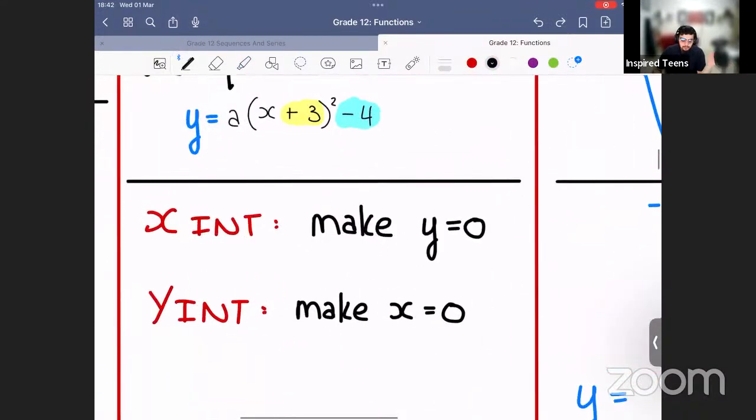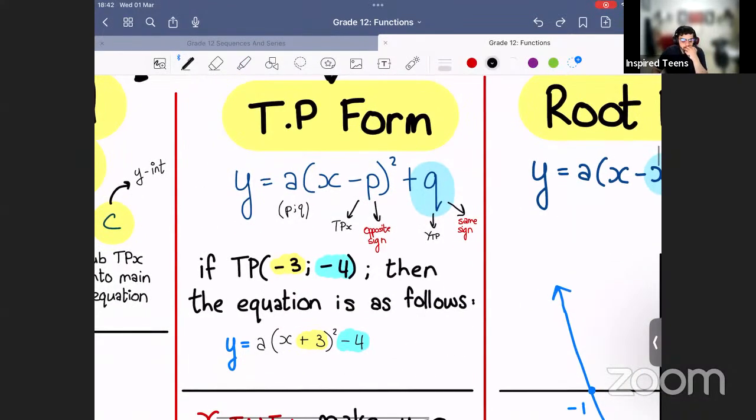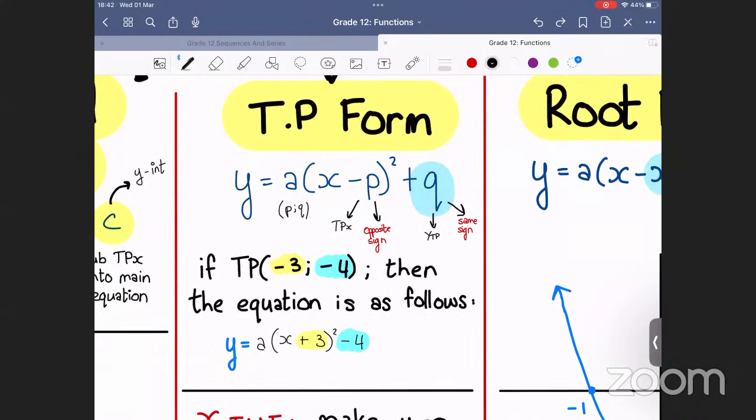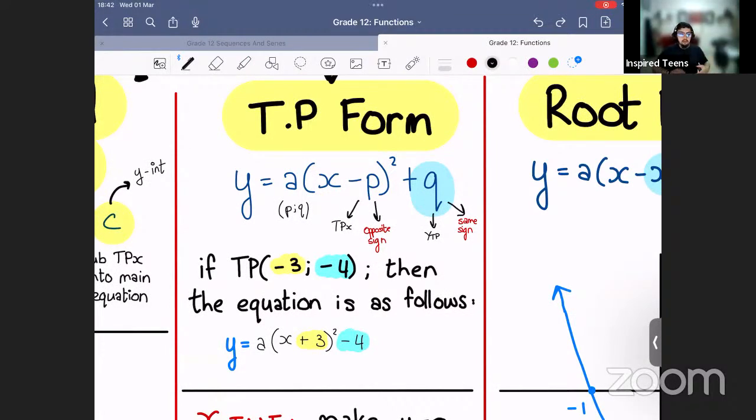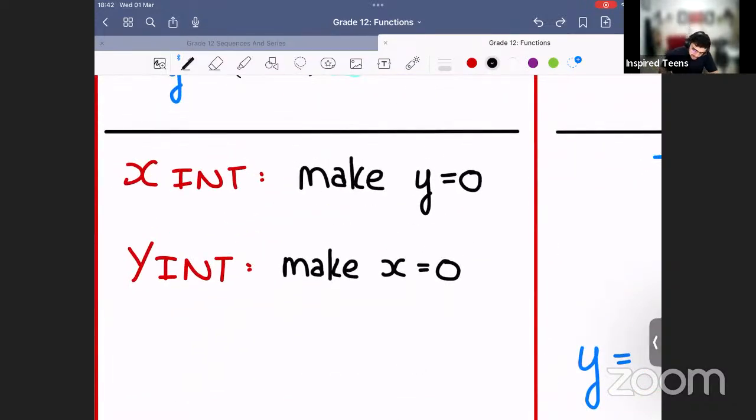Then we have, so in turning point form, how do you calculate the turning point? Obviously, in turning point form, there's no formula to calculate the turning point because it's given in the question. Okay, so that's that. Now, when it comes to x-intercepts and y-intercepts, same thing. To get the x-intercept, make y 0. To get the y-intercept, make x 0.